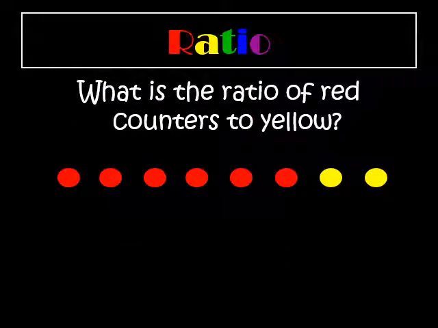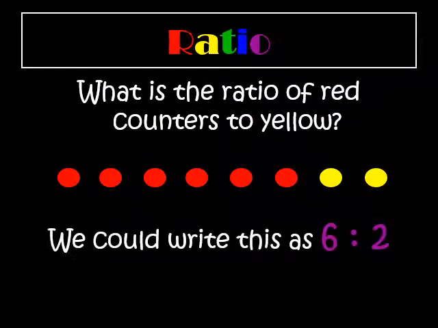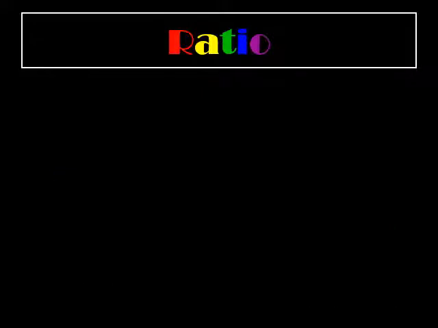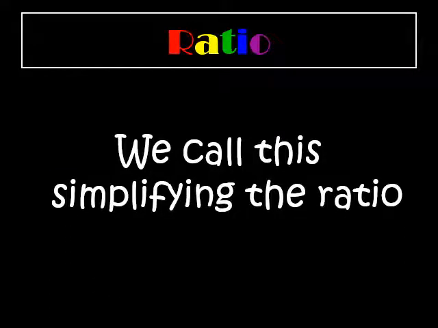What is the ratio of red counters to yellow in this figure? 6:2. Can you simplify this ratio? That means can we divide both 6 and 2 by the same number? Yes. So we can write it as 3:1. Both are the same. We call this simplifying the ratio. That means we can divide both by the same number. That is what is called simplifying the ratio.